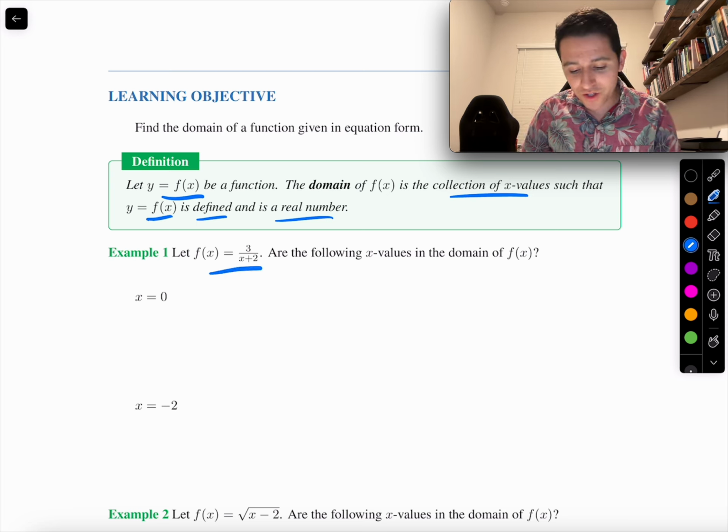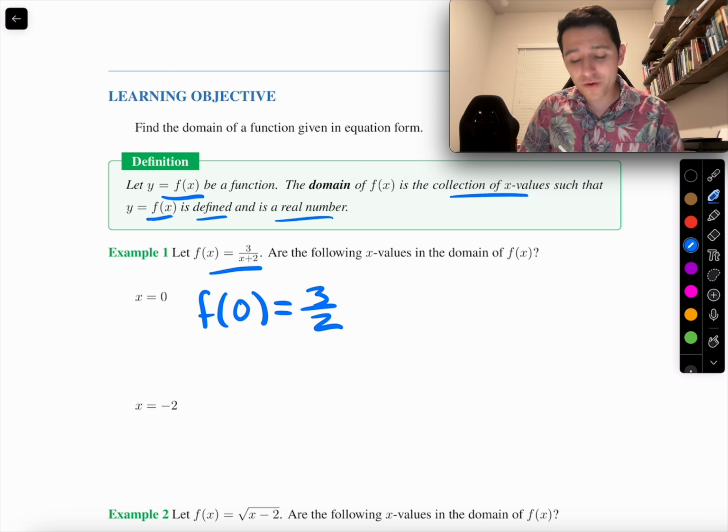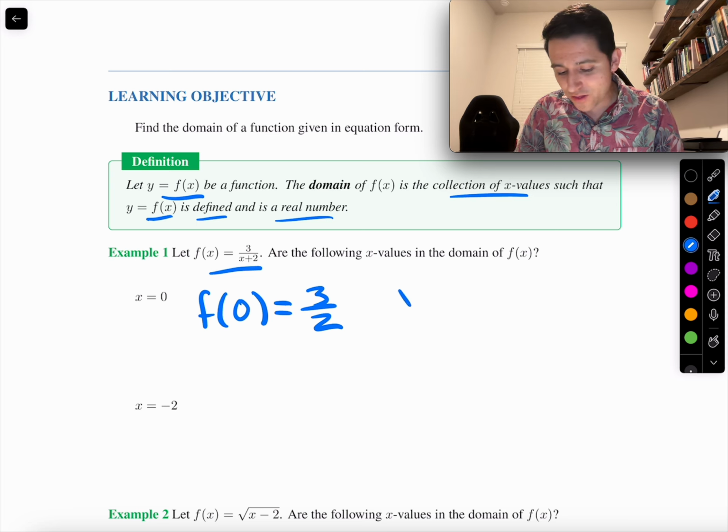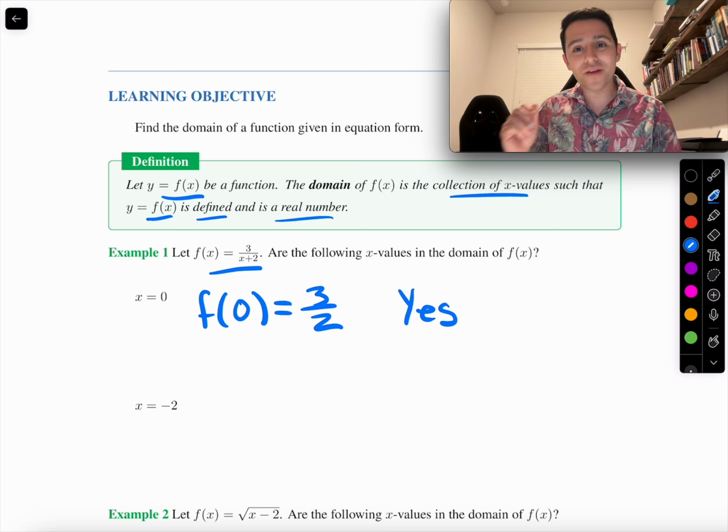So given this function, are the following x values in the domain of f? Well, let's start off with 0. One way to find out is simply to plug in 0. If you plug in 0, you're going to get 3 over 2. This is a real number. This is defined. Therefore, the answer is yes. 0 is part of the domain of f.